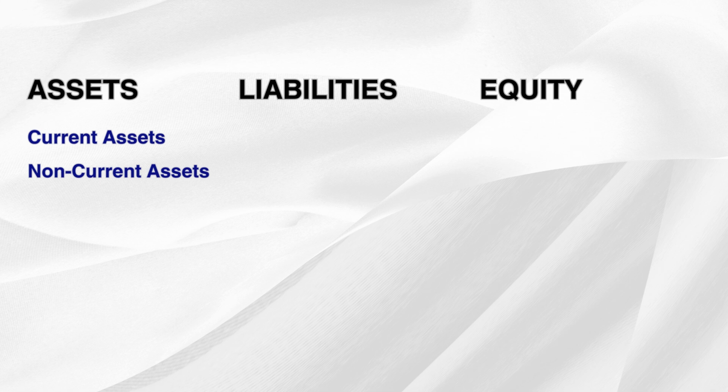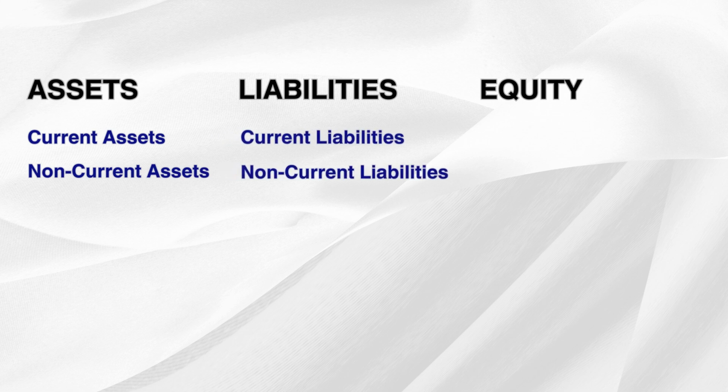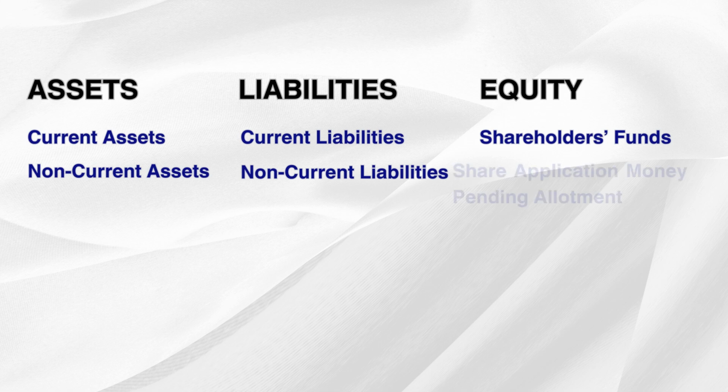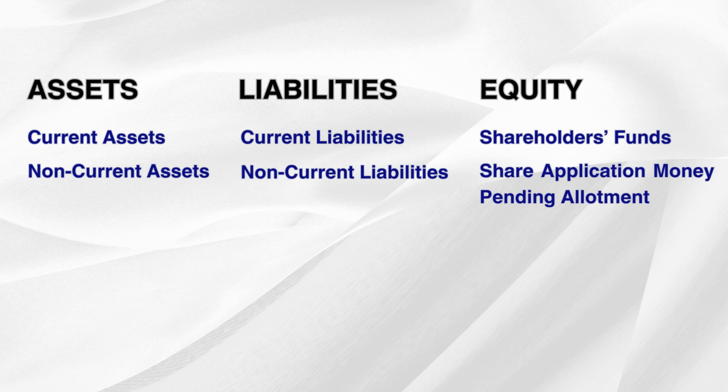Next, let's talk about liabilities. Like assets, liabilities are also split into current liabilities and non-current liabilities. Current liabilities are obligations that need to be settled within a year. Non-current liabilities are debts or obligations that are due after 1 year. Finally, we have the equity. Equity represents the shareholders' funds. In some cases, it may also include the share application money pending for allotment.